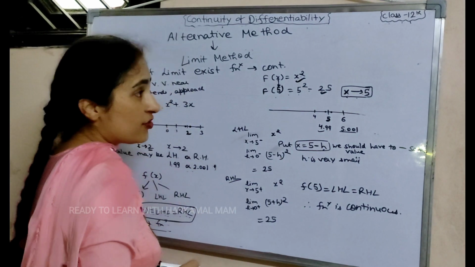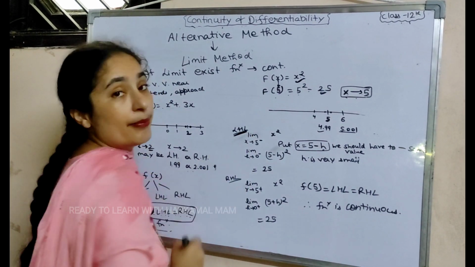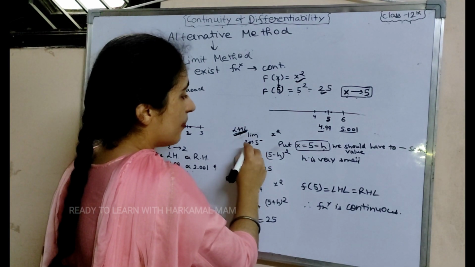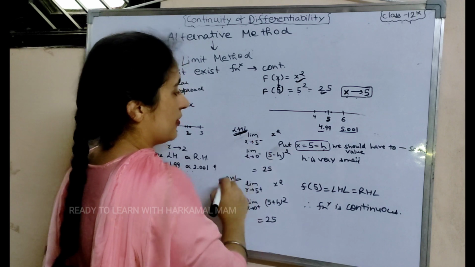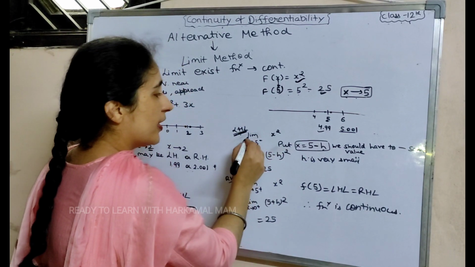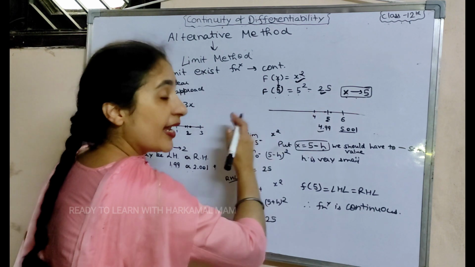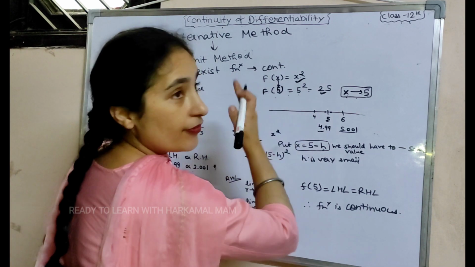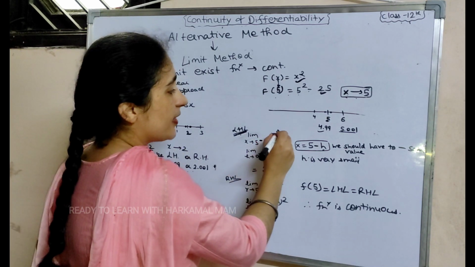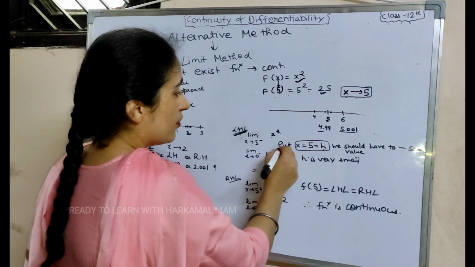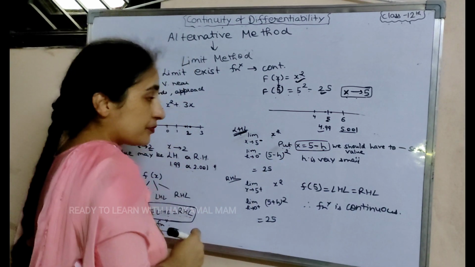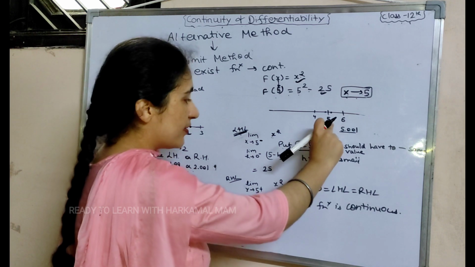Now let us check the left hand limit. In the left hand limit we take limit x approaches to 5 negative. There is a negative sign, that's why we put this sign. The function is x square, so put x is equal to 5 minus h. How?